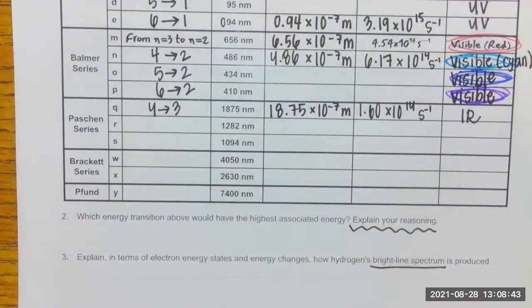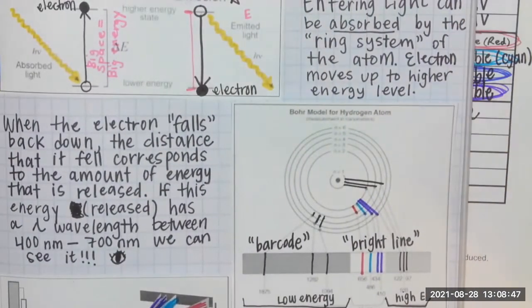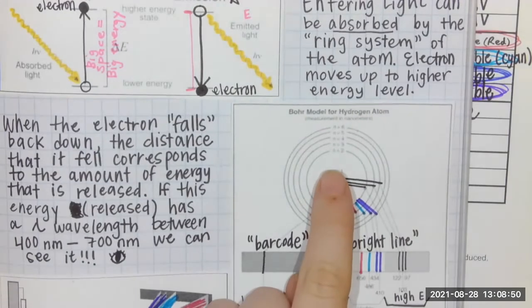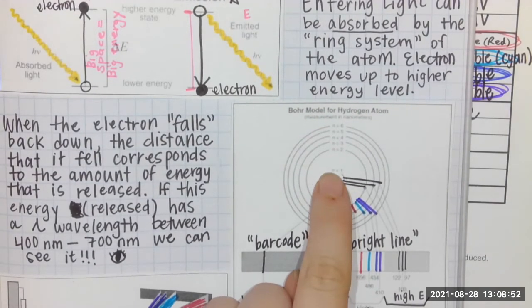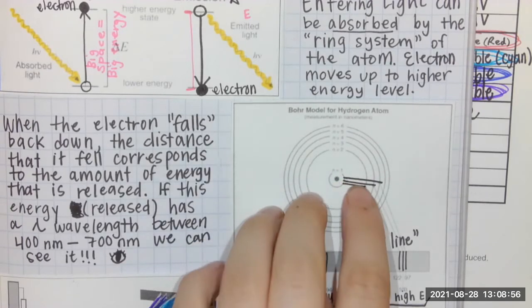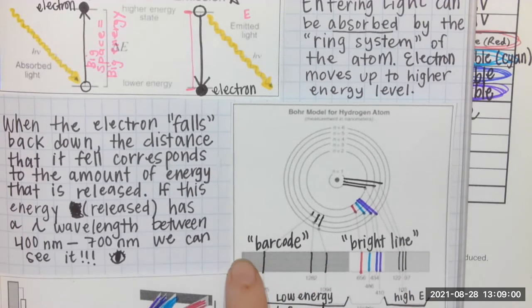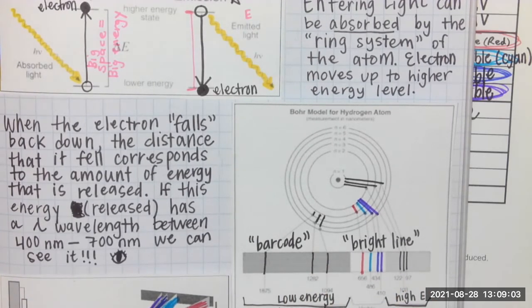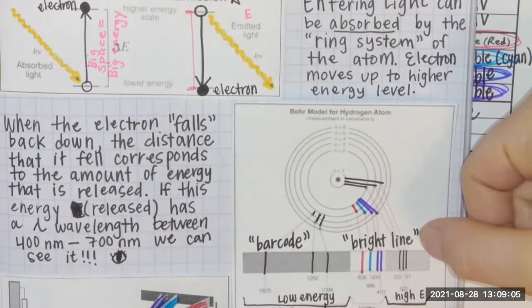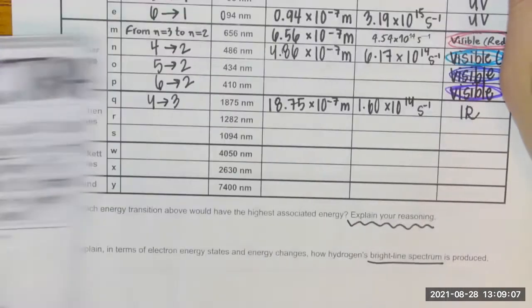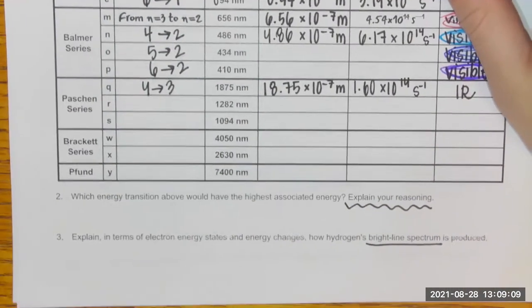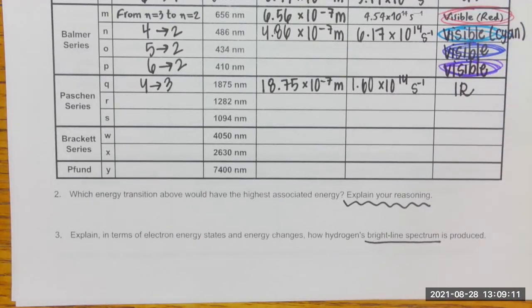So for here, you're going to say something like the amount that it drops corresponds to the energy that it has. The energy corresponds to its wavelength. The wavelength, when written out, will look like a barcode, aka bright line emission spectrum. So there's the answers to those.